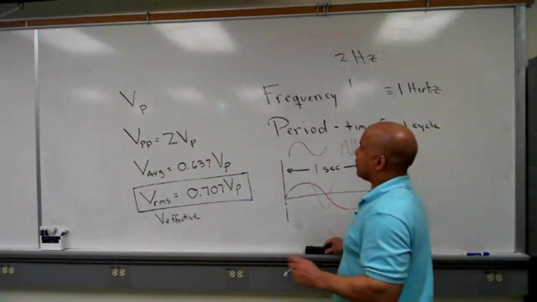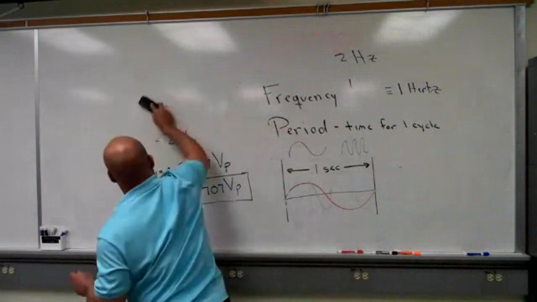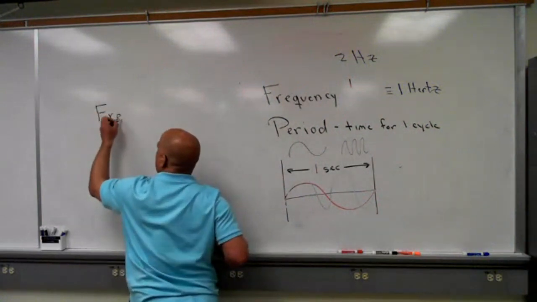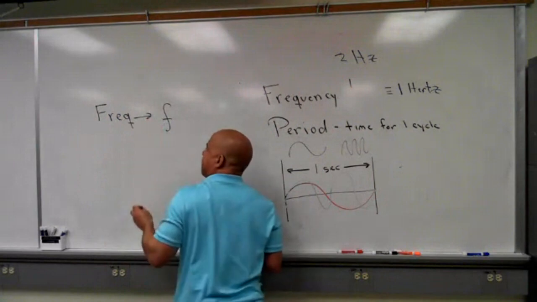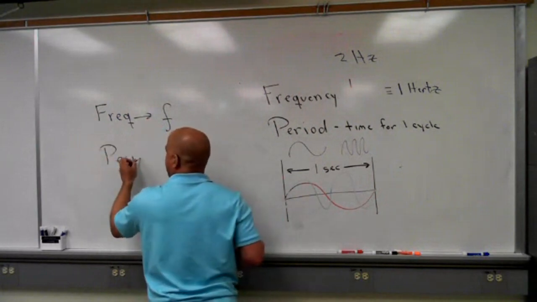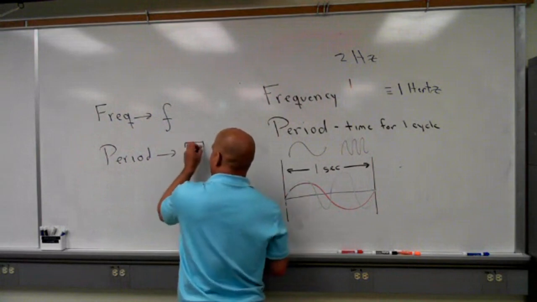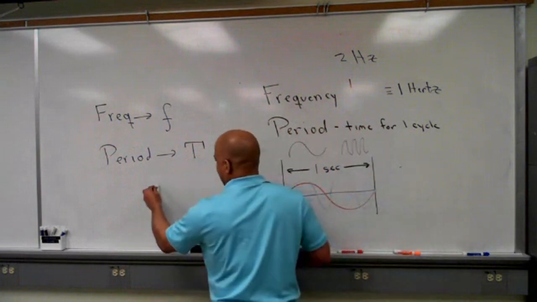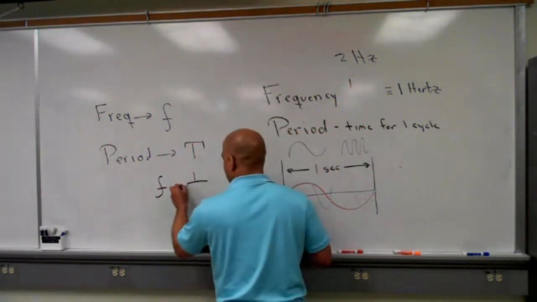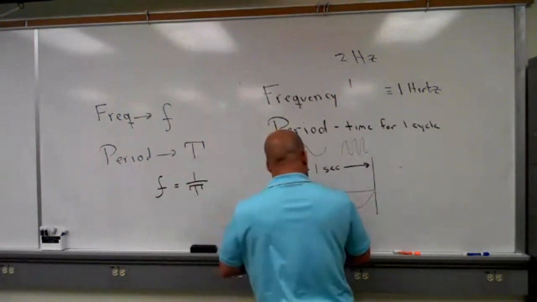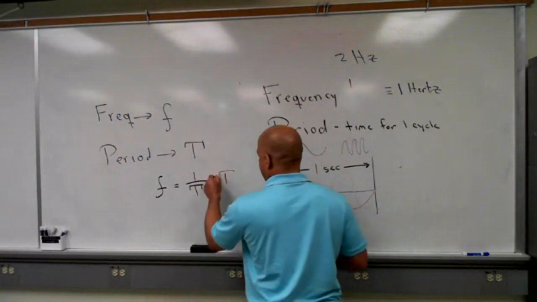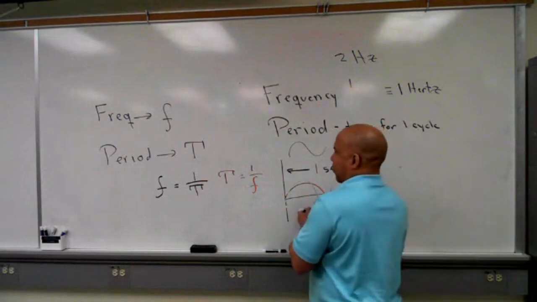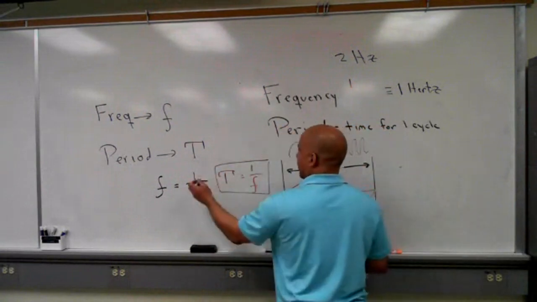The relationship between frequency and period. So frequency, I'll use a F for that. And the period, I'll use a capital T like that. And then the relationship between the two is that the frequency is 1 over period, or period is 1 over the frequency. So those are 2 formulas you want to write down and make sure you know. This one and that one.